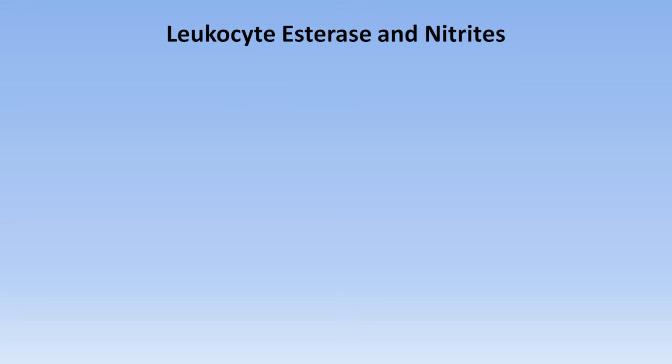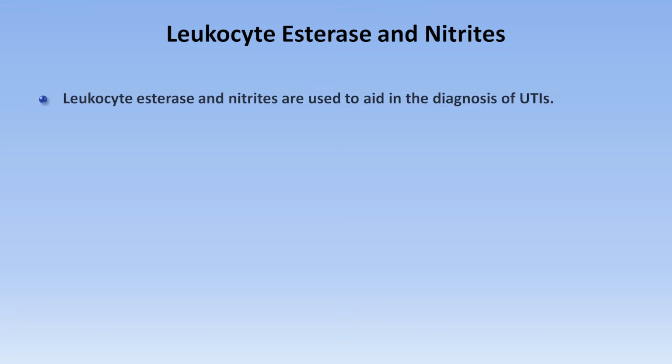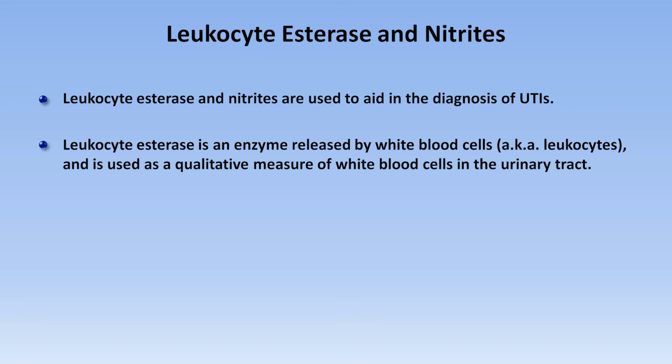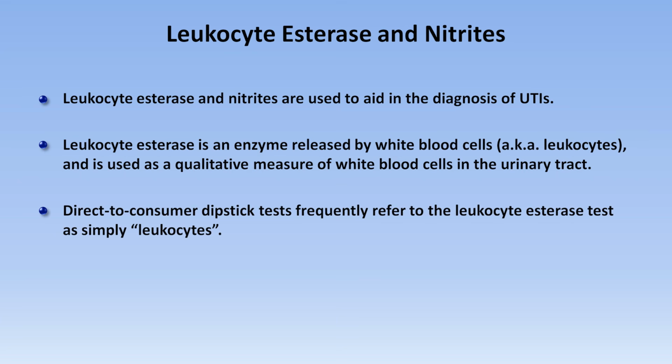The last really important constituents of the dipstick are leukocyte esterase and nitrites, which should really be considered together. These are often used to aid in the diagnosis of UTIs. Leukocyte esterase is an enzyme released by white blood cells, also known as leukocytes, and is used as a qualitative measure of white blood cells in the urinary tract. Direct-to-consumer dipstick tests frequently refer to the leukocyte esterase test as simply, quote, leukocytes, but the dipstick isn't directly measuring white blood cell concentration, just enzyme activity.